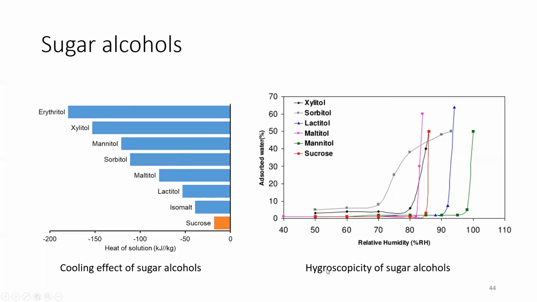Next, we have hygroscopicity, which is the tendency for these dry powders to absorb moisture from the air. So as we have higher and higher relative humidities, this is how much water is absorbed by those crystals. So a product like sorbitol here, this gray one, picks up moisture very readily from the atmosphere. So sorbitol would be very hygroscopic. And in contrast, we have mannitol here that stays very dry all the way up to nearly 100% relative humidity. And so mannitol would have very, very low hygroscopicity.